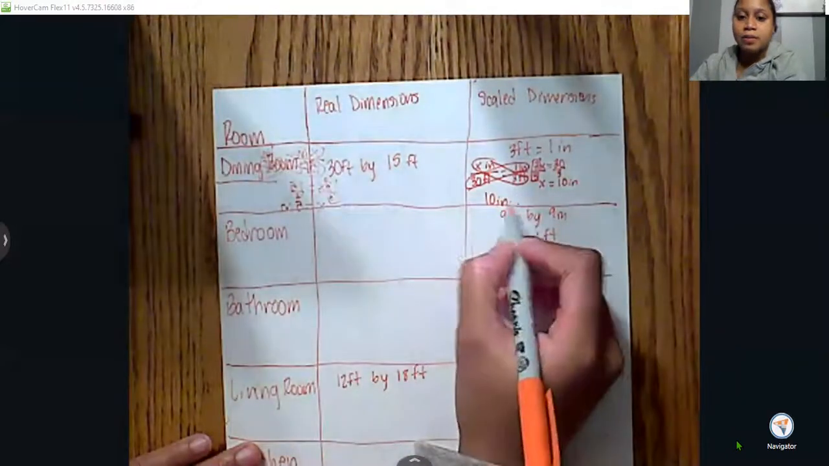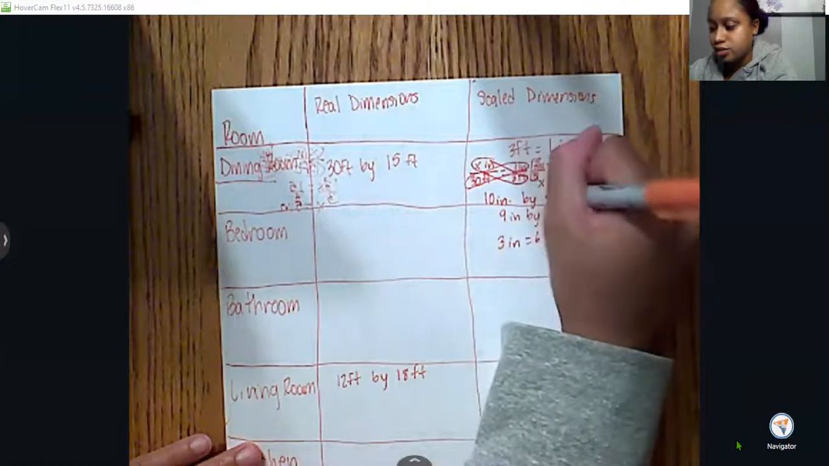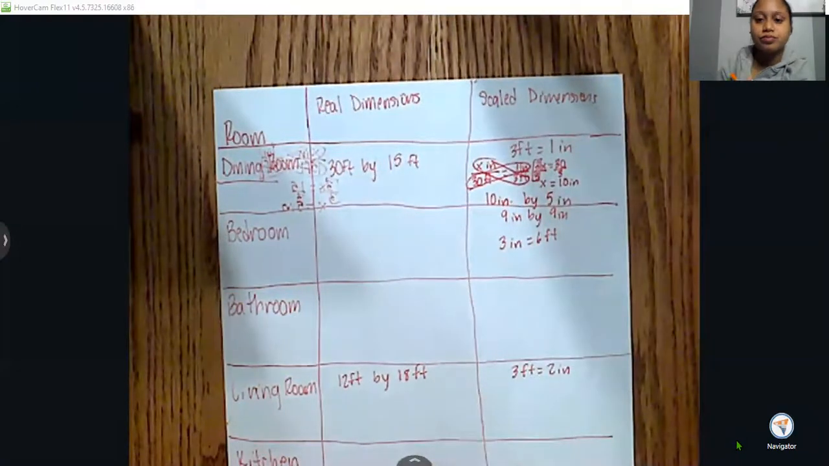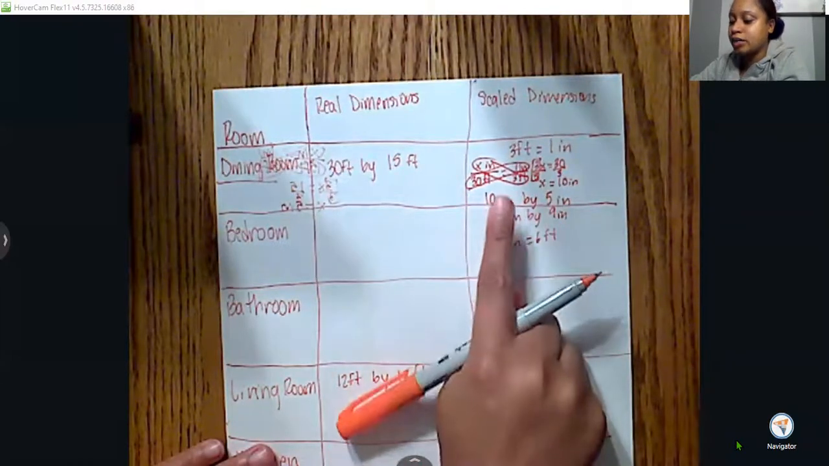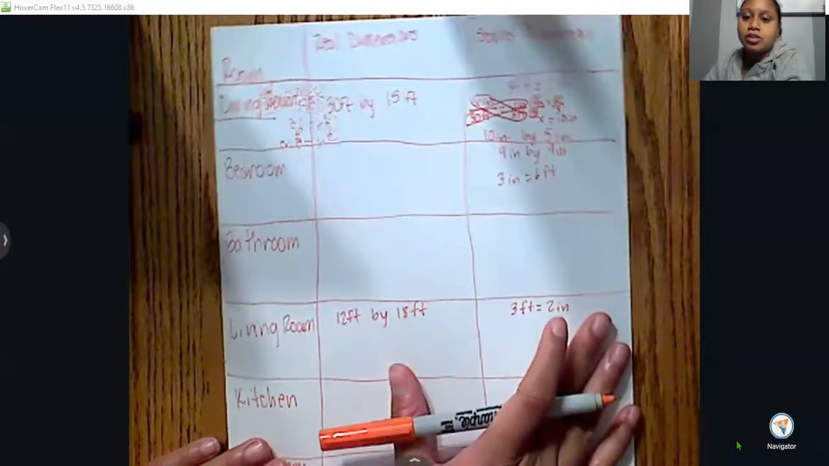So now I know this should be 10 inches by 5 inches. That's my new scale dimension. So when I'm drawing this on my project, I know I should make my dining room 10 by 5 inches. All right, so now let's do the bedroom.